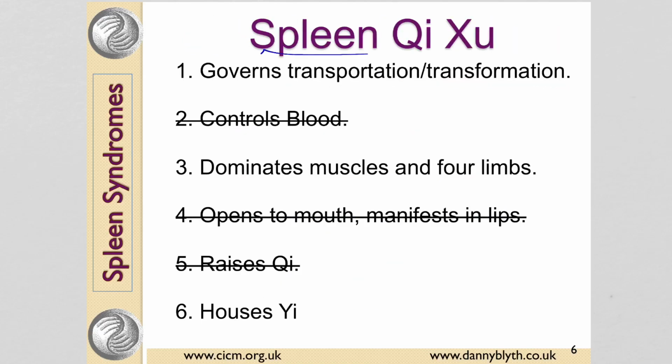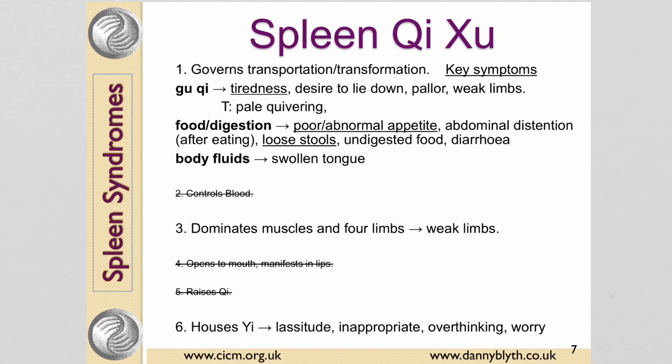Our basic spleen qi deficiency. We're going to look at transformation, transportation, muscles and four limbs, and housing the Yi. We're going to forget about the rest for now. If the gu qi, the food qi, isn't transformed and transported, we're going to get tiredness, key symptom, wanting to lie down, pallor, weak limbs, tongue's going to be pale and quivering.